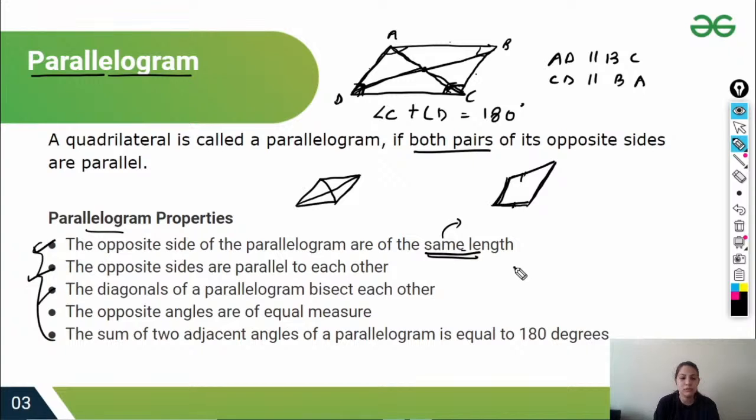Okay, so let us revise once more. क्या क्या property है? First property is जो भी अपोजिट साइड्स होंगी पैरेललोग्राम की, that should be of equal length. Now opposite sides should be parallel to each other, it is a very basic property of parallelogram. जो डायगोनल्स होंगी वो intersect करेंगी, it will divide it into two equal half parts. So diagonals bisect each other. Now opposite angles जो parallelogram के होंगे that should be of equal measure. Now and also the adjacent angles का sum होगा, the sum of two adjacent angles should be of 180 degree. So these are the properties of parallelogram.